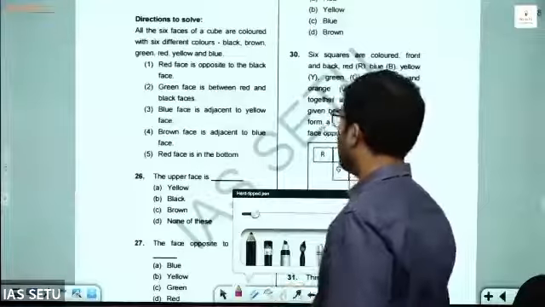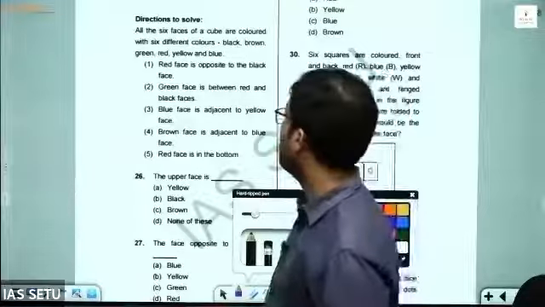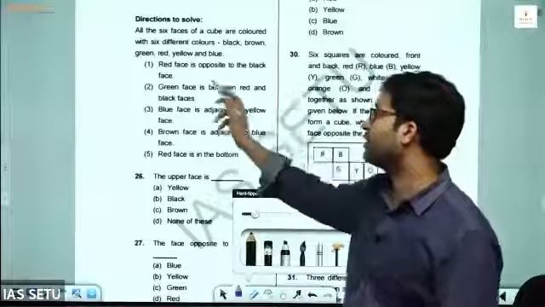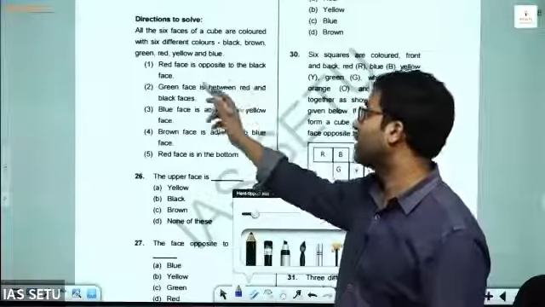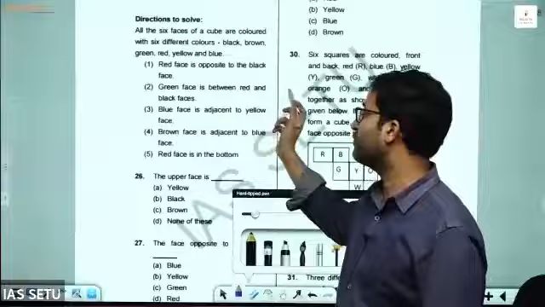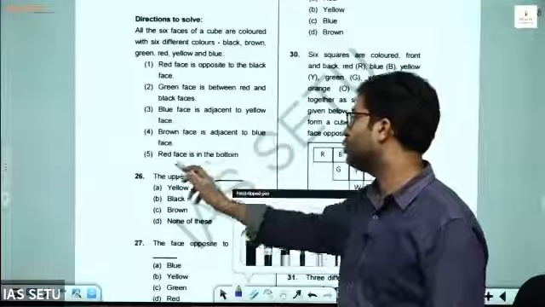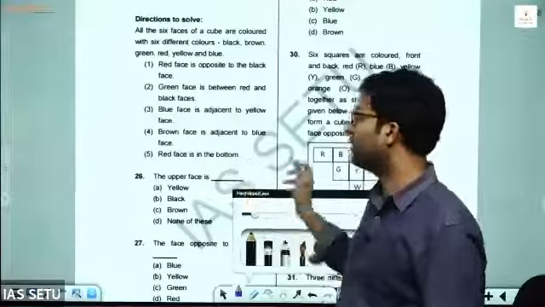It is given all of the 6 faces of a cube are colored with 6 different colors, that is black, brown, green, red, yellow and blue. Red face is opposite to black, green face is between red and black, blue is adjacent to yellow, brown is adjacent to blue, red face is in the bottom. Then they ask this question.